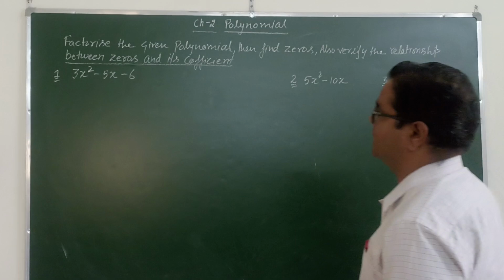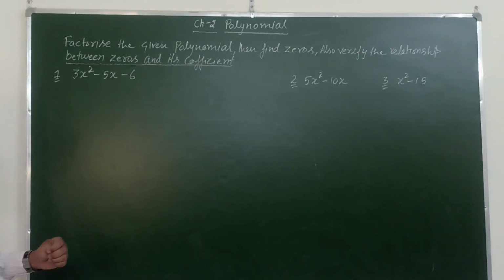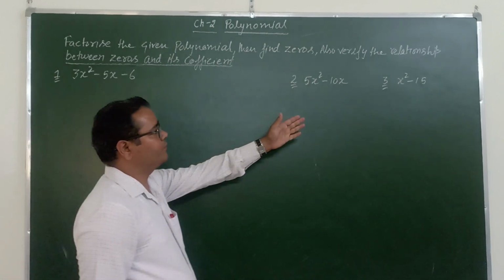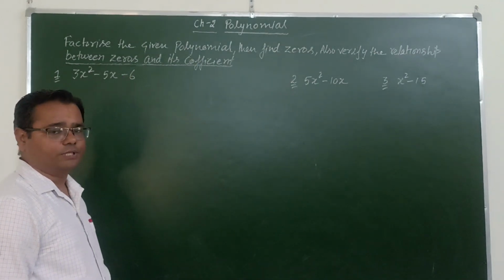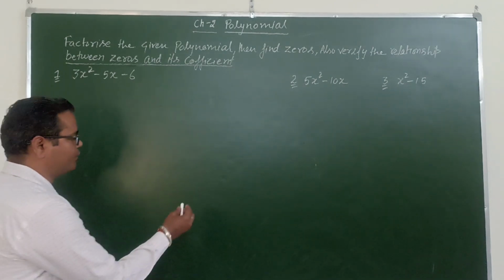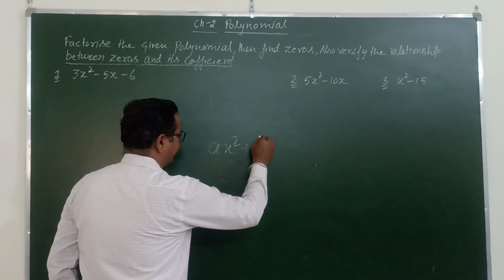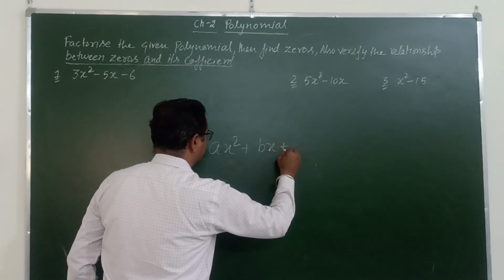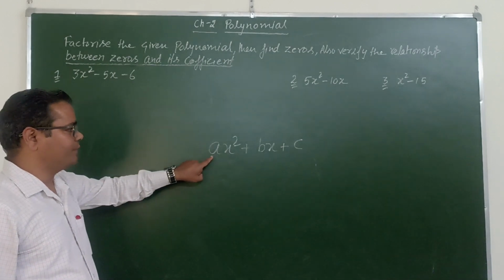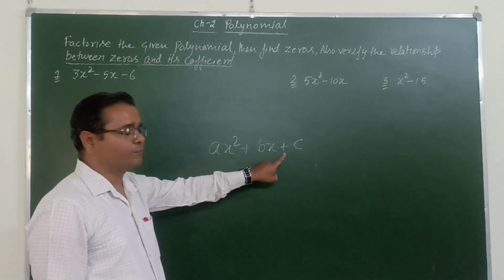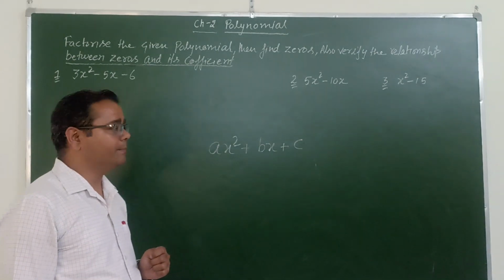Chapter 2 Polynomial. Factorize the given polynomial and find the zeros. Also verify the relationship between zeros and its coefficients. So the standard form of the polynomial is ax square plus bx plus c. It is a quadratic polynomial. A is the coefficient of x square, b is the coefficient of x, and c is the constant term. It is a quadratic polynomial.